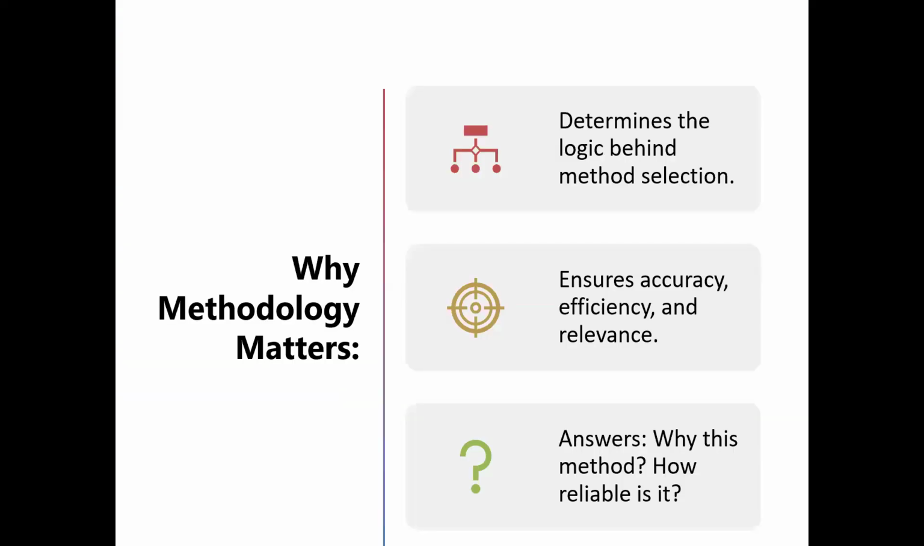Let us dive deeper into why methodologies matter, why you need to describe everything in detail, and why you need to describe what you are going to do to conduct this research when you write a research proposal. When you go through the documentation process, you complete documents like research synopses in which you define everything. It determines the logic behind the method selection, what you are going to do and what you have done, and it ensures accuracy, efficiency, and relevance. It also answers why this method and how reliable it is.